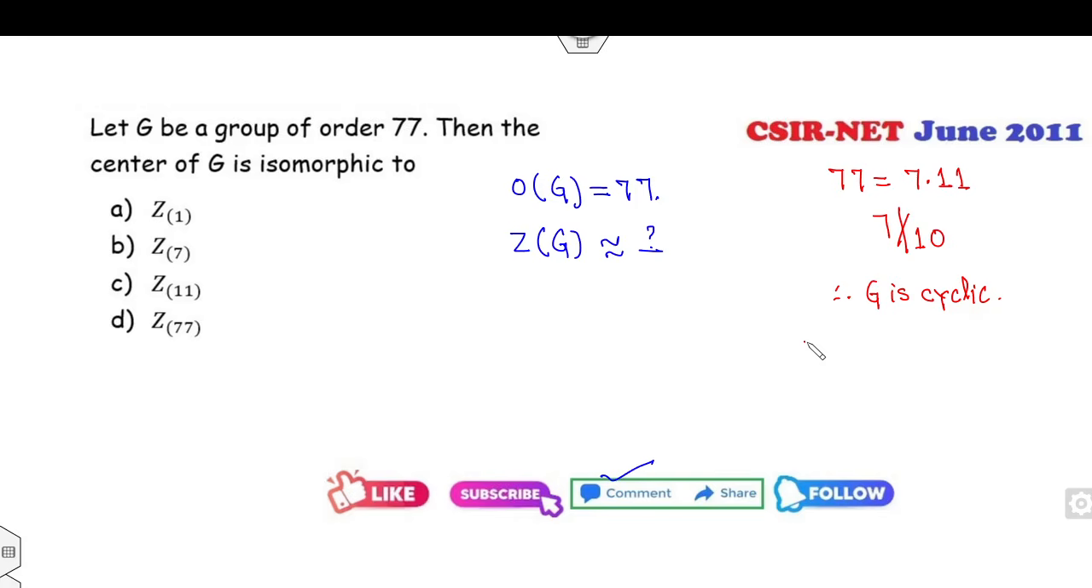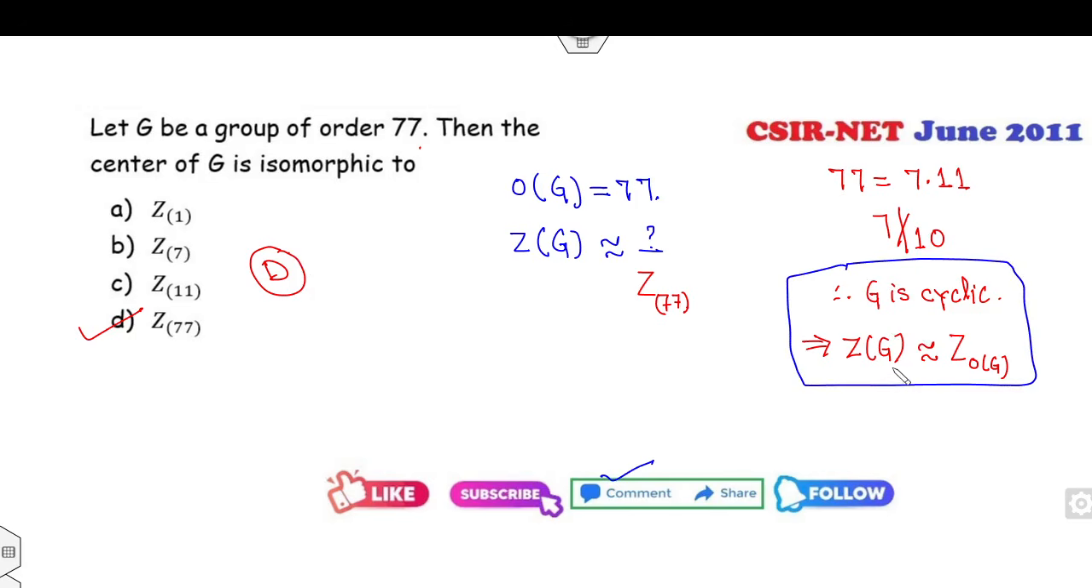Once the group is cyclic, what does it mean? The center of a cyclic group is isomorphic to the group itself. So the center of a cyclic group is isomorphic to Z of the order of G. So what is the order of G? 77. So this will be Z_77. So the right answer of this problem is D. We all know that if G is cyclic, then the center of the group is isomorphic to Z of the order of the group.